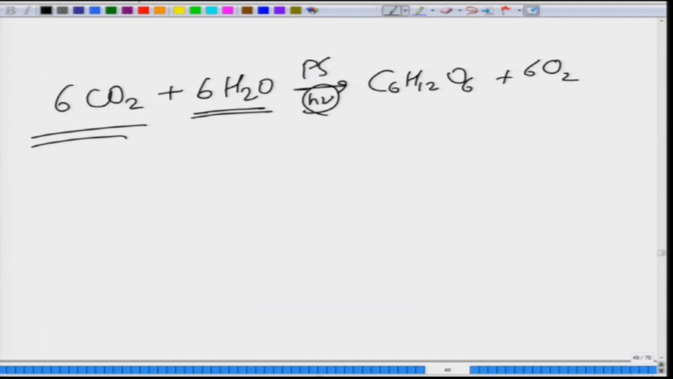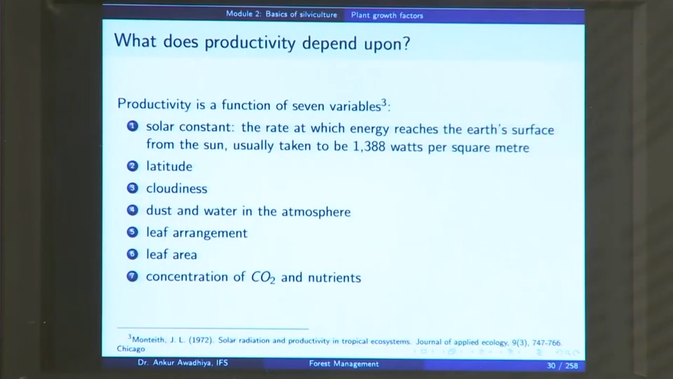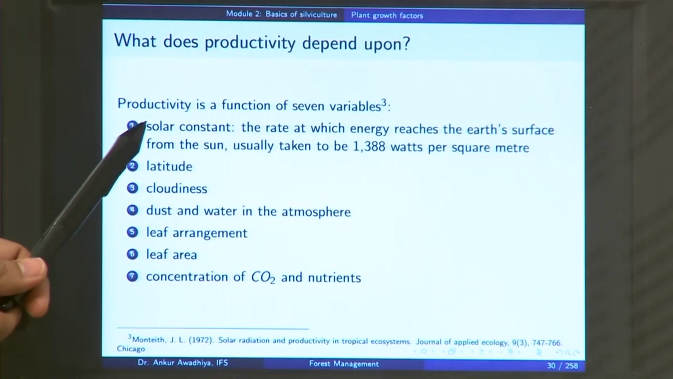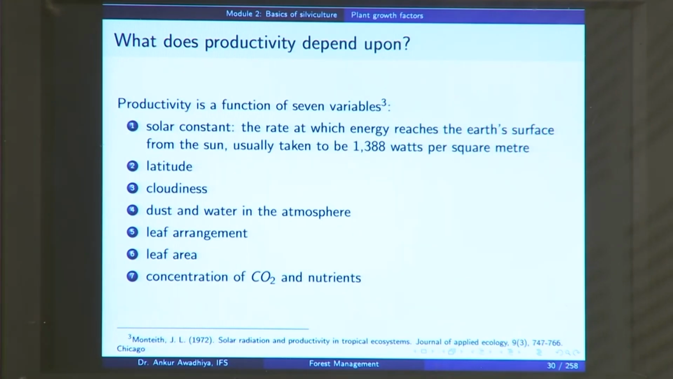So, given all these fundamentals, what does productivity depend upon? It has been determined that productivity is a function of 7 variables. The first variable is the solar constant, or the rate at which energy reaches the earth's surface from the sun, and this is usually taken to be 1388 watts per square meter.